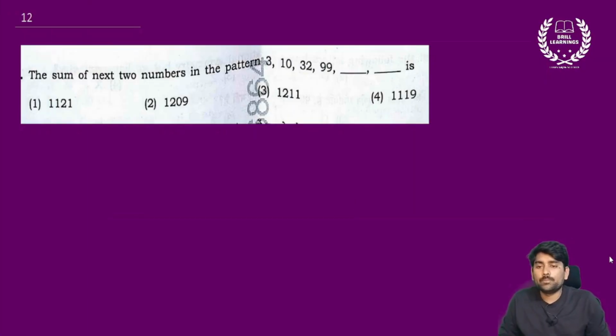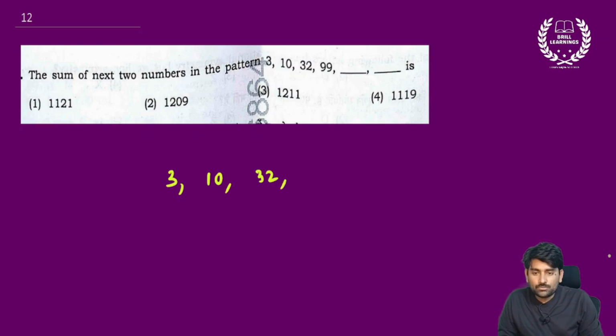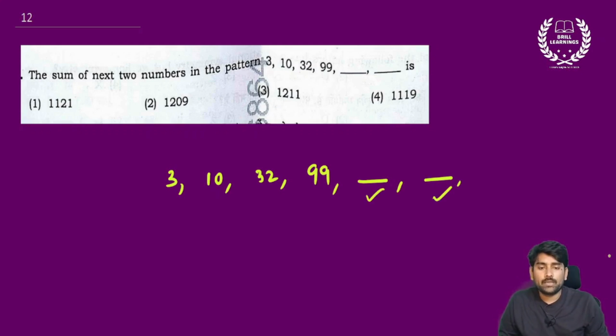Sum of the next two numbers in the pattern. First, write down the pattern here. 3, 10, 32, 99, dash, dash. Here, we need to find the values in these two blanks and then add those two values. Okay. So, if you observe the pattern, it is getting multiplied by 3 and then 1 is added. So, here also 10 is multiplied by 3 plus 2.